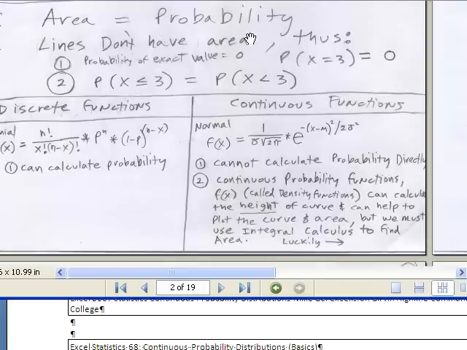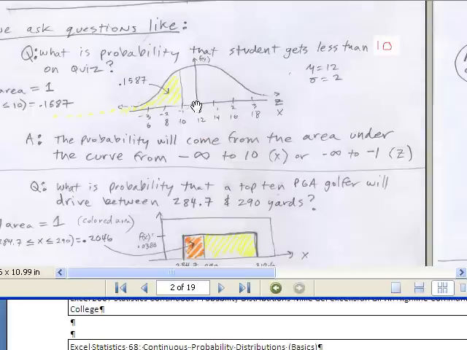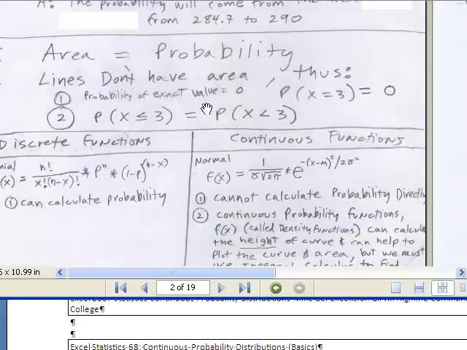Now, a couple more important things about this chapter on continuous probability distribution. Area equals probability. And lines do not have any area. Thus, when we're trying to calculate the probability of exactly a particular value, we're never going to get anything. It's zero. One way to think about this is if you have a continuous probability distribution and there's an infinite number of numbers between any other number, depending on the fineness of the instrument, how could you ever get to that actual number? For us, the probability of exactly a particular value is zero.